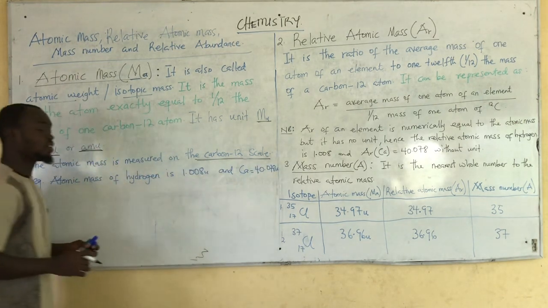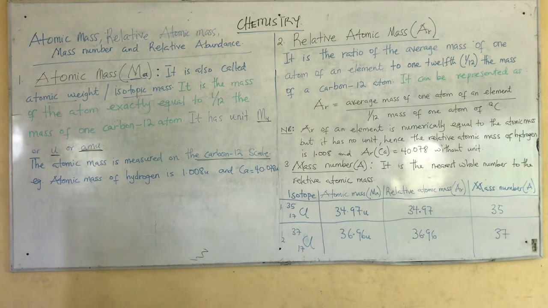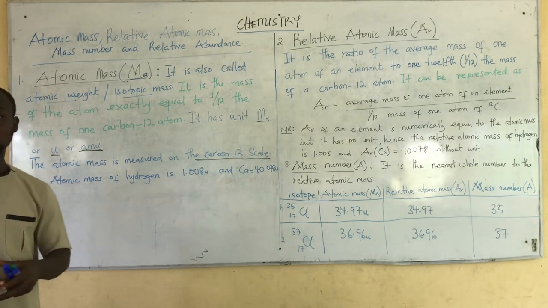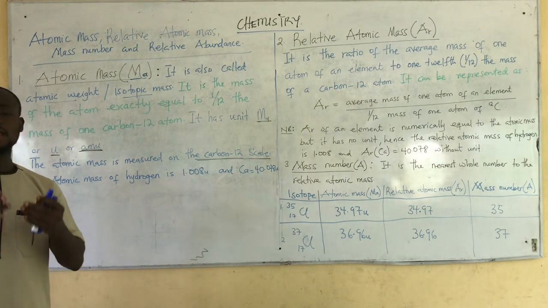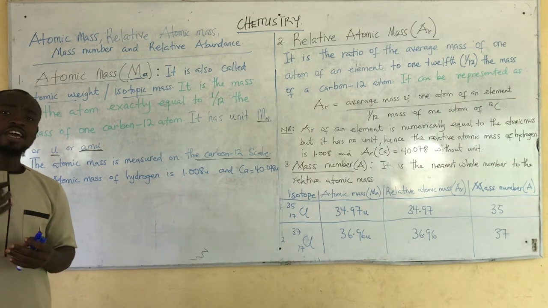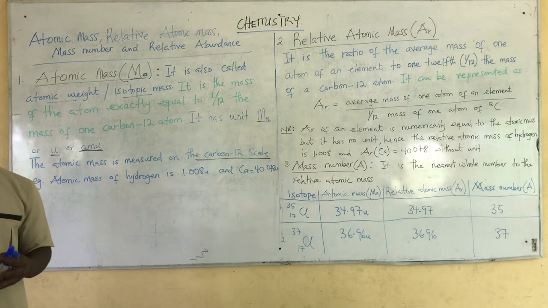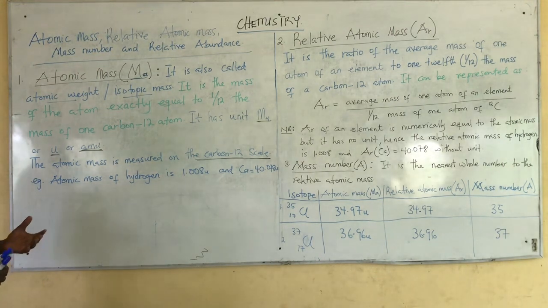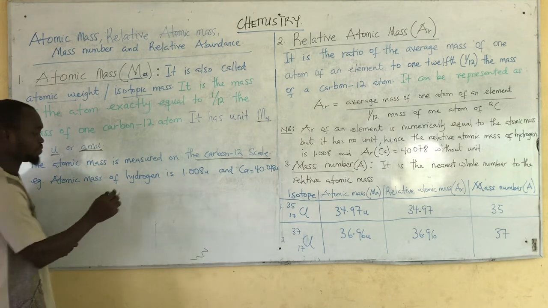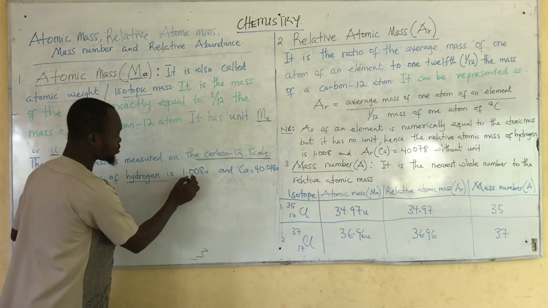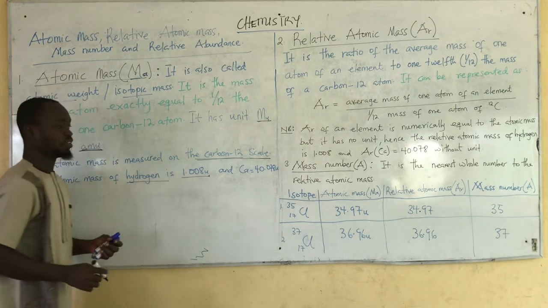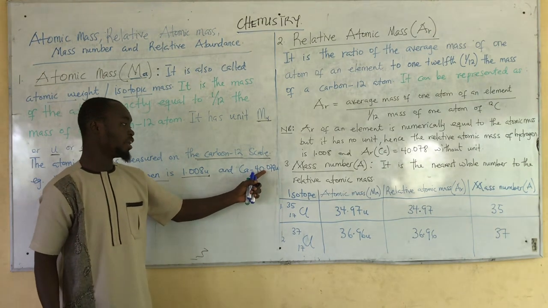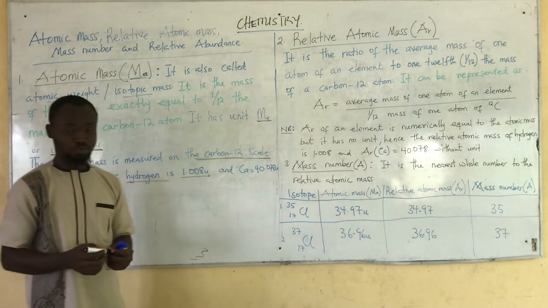So the atomic mass is measured on what we call the carbon-12 scale. To measure the atomic mass of any element or any atom, we use a reference scale, and that scale is known as the carbon-12 scale. Based on the carbon-12 scale, scientists were able to measure the masses of every atom or element on the periodic table. For example, the atomic mass of hydrogen is considered to be 1.008, and the atomic mass for calcium is considered to be 40.078.